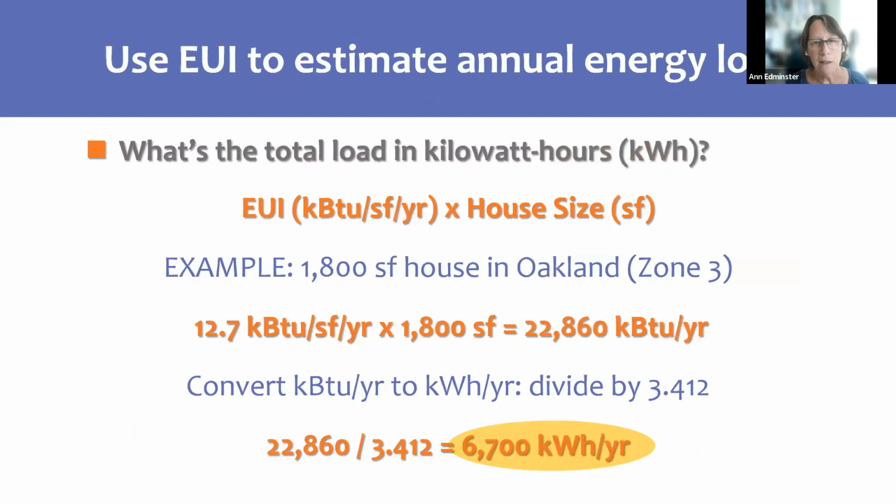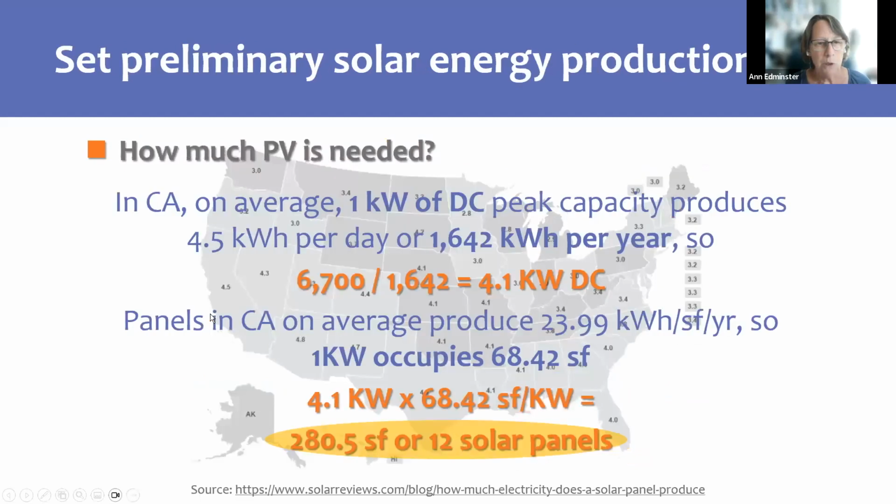Where do we go with that? We use that to estimate the annual energy load. So we're going to take that EUI and multiply by house size. In this example, 1,800 square feet in Oakland, we'd come up with almost 23,000 kBTU per year. We convert that to kilowatt hours, and we come up with, okay, our load's going to be, let's call it 6,700 kilowatt hours per year.